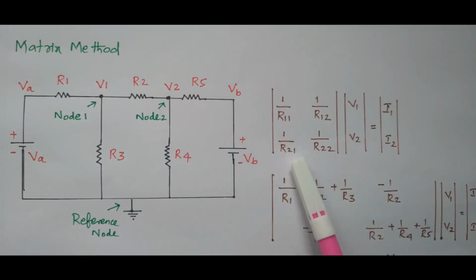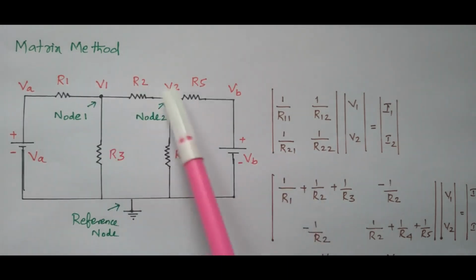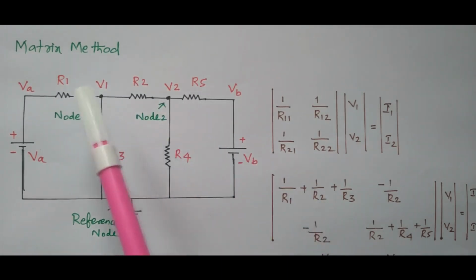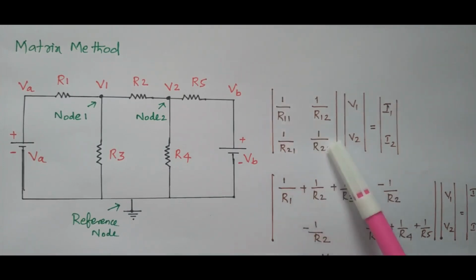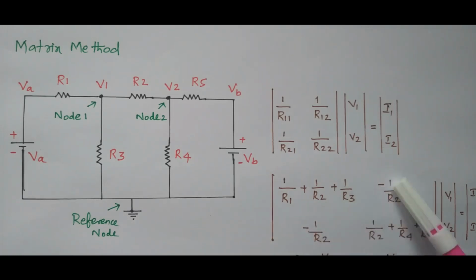What is R21? That is also the same. The resistor connected between the second node and the first node is both the same, nothing but R2. So minus 1 by R2. Right? So R12 and R21 are also calculated. Other than the diagonal, these elements are negative. We need to follow the procedure: other than the diagonal, we need to put a negative sign.